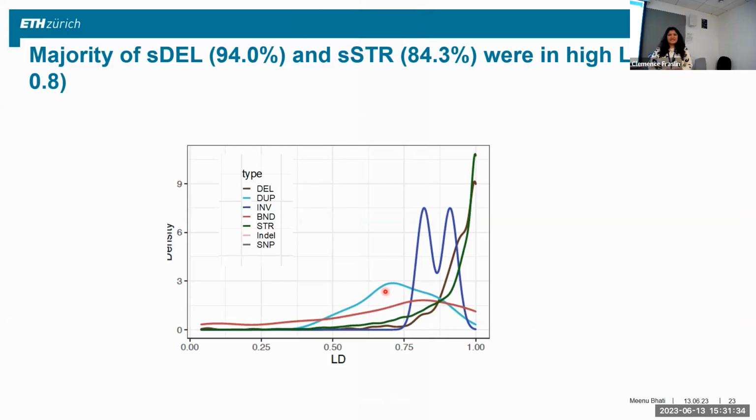And again, interestingly, the majority of our deletions and STRs were in very high LD. As I mentioned in the first part, overall on the genome level, only approximately 40% were in high LD. So it's likely that only those in high LD were part of this panel, which were identified with the eQTL and sQTL.